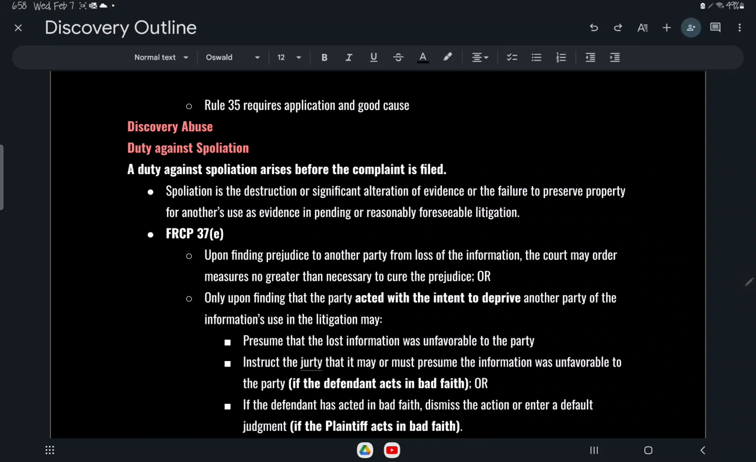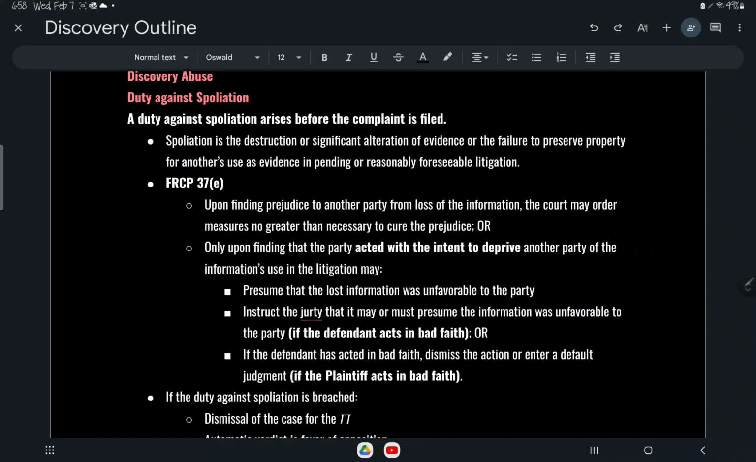Discovery abuse, duty against spoliation. A duty against spoliation arises before the complaint is filed. Spoliation is the destruction or significant alteration of evidence or the failure to preserve property for another's use as evidence in pending or reasonably foreseeable litigation.